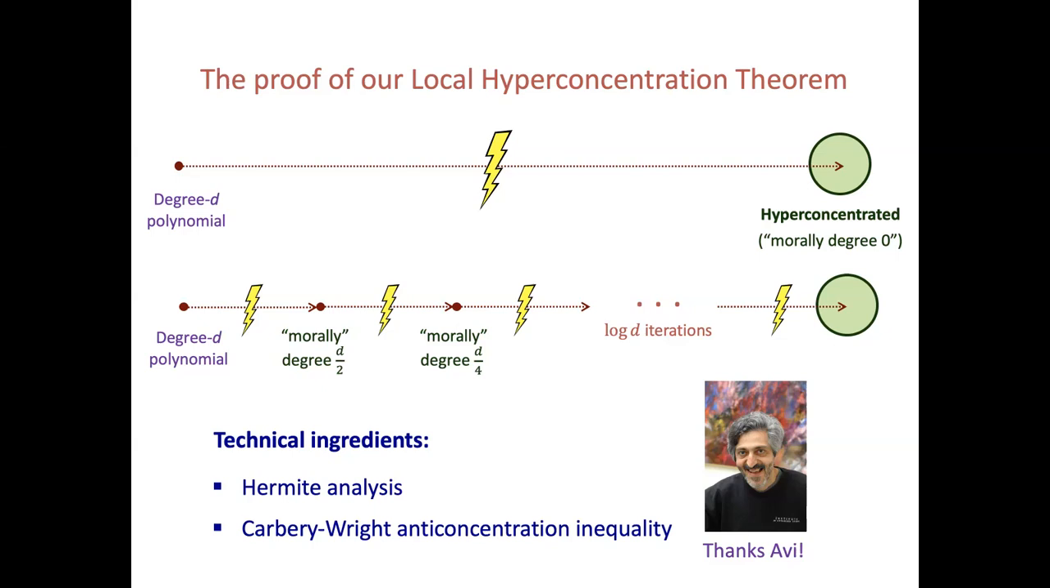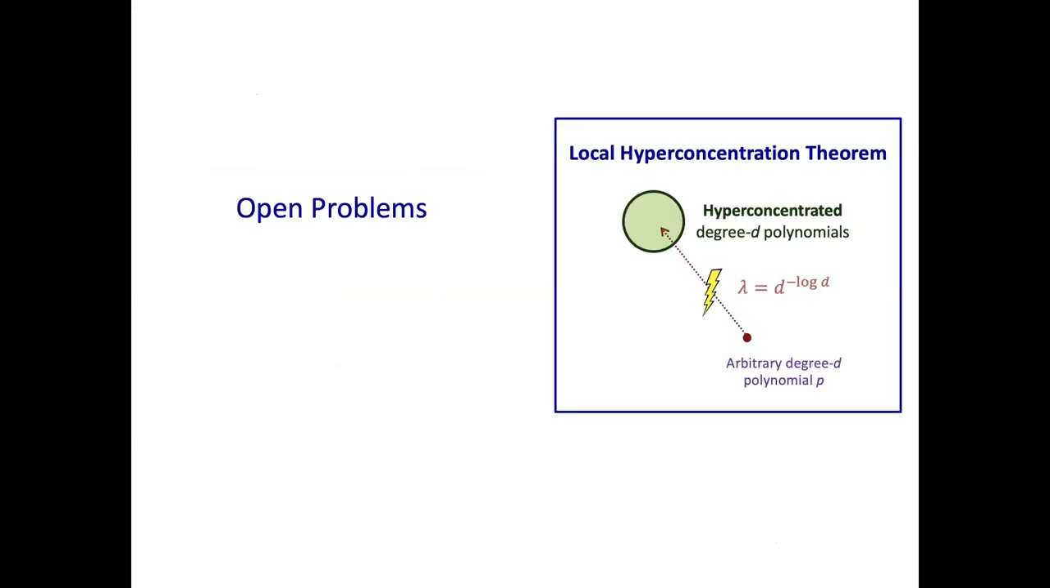And this essentially concludes my talk. I just want to outline two open problems that are related to the local hyperconcentration theorem that we proved. We showed that any polynomial P, when hit by a lambda random restriction, where lambda is 1 over quasi-poly in D, becomes hyperconcentrated with high probability. We in fact conjecture that lambda being 1 over poly D suffices, so this is an even larger neighborhood and even milder random restriction suffices to bring P to become hyperconcentrated with high probability.